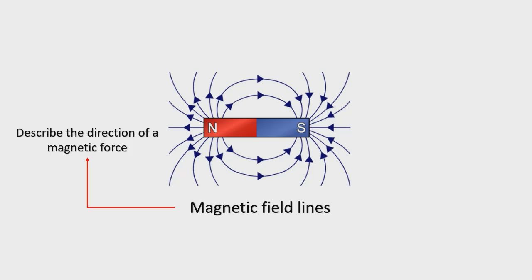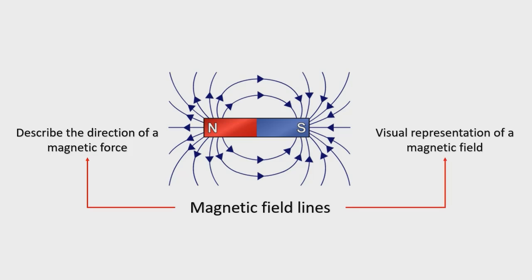The magnetic field lines also describe the direction of a magnetic force. Although one cannot see a magnetic field line, it is a visual representation of a magnetic field. One, however, can trace a magnetic field line with the help of iron filings. If iron filings are sprinkled over a bond paper, for example, where a bar magnet is placed below, the magnetic field line of the magnet can be traced by the arrangement of the iron filings.